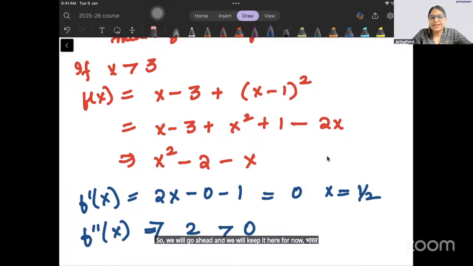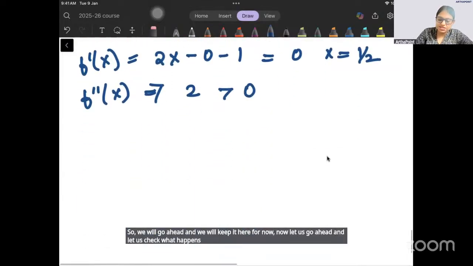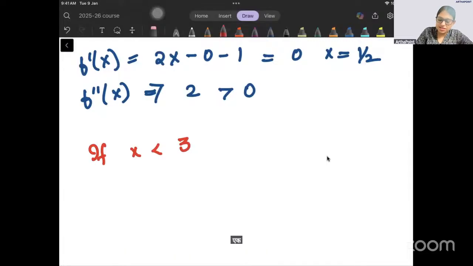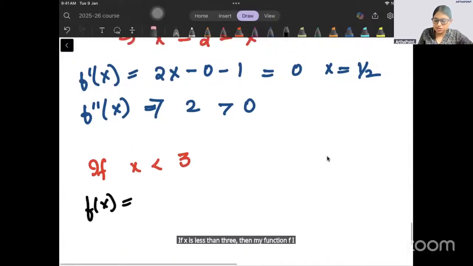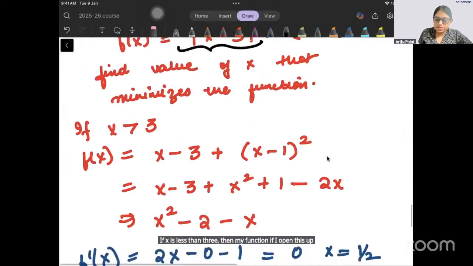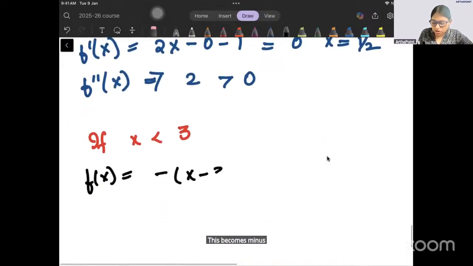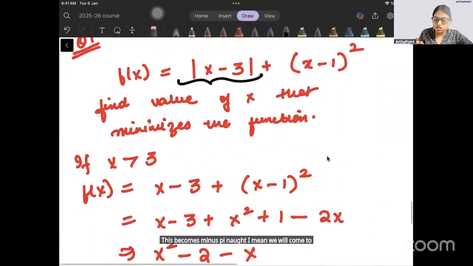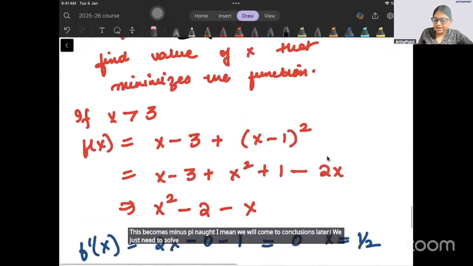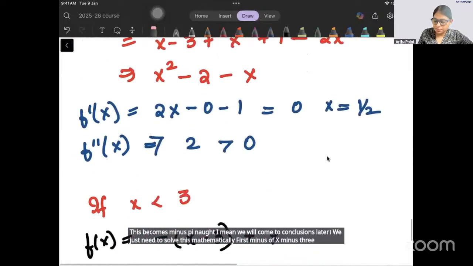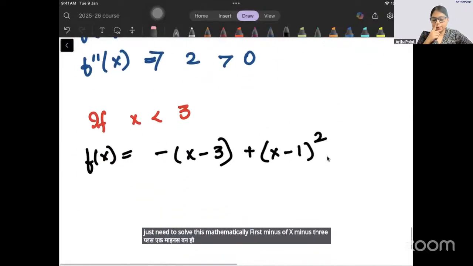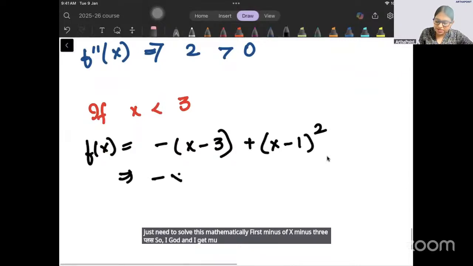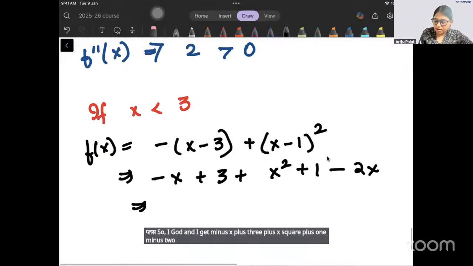Now let's check what happens when x is less than 3. If x is less than 3, then my function, if I open this up, becomes minus. We'll come to conclusions later. We just need to solve this mathematically first. Minus of (x minus 3) plus (x minus 1) whole square. So I get minus x plus 3 plus x square plus 1 minus 2x, which is x square minus 3x plus 4.